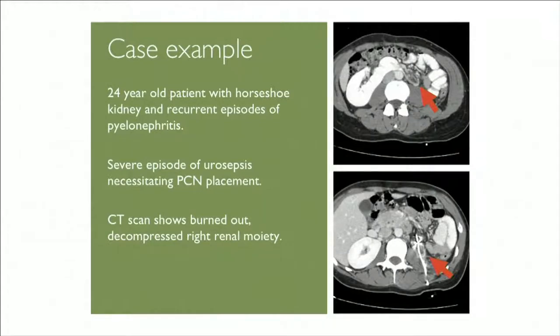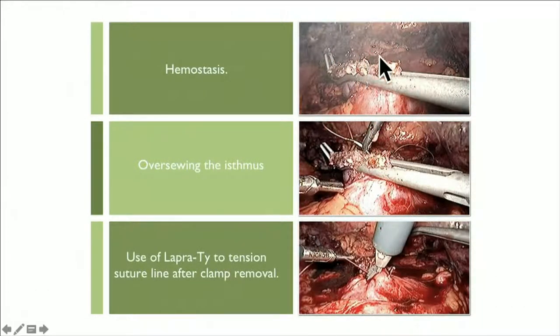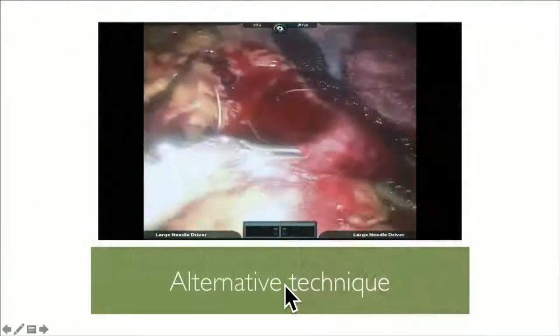This is a simple case, a 24-year-old patient with a burned out left renal moiety that needed to be removed. And you can see we've elevated that left renal moiety, placed the Satinsky clamp across the healthy portion of the other kidney, transected it, nice hemostasis in that situation, and then oversewed it, and things worked out very nicely. I'm going to skip that.